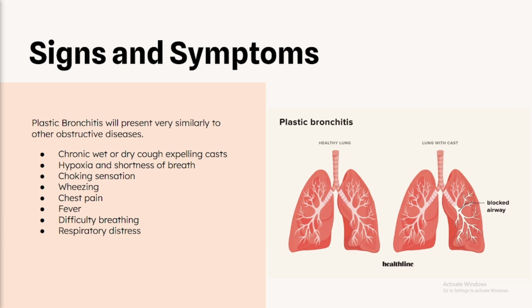It's important that we don't dismiss chronic symptoms in patients with complex heart histories. So as you can see, the initial presentation of plastic bronchitis can be very similar to what we see in other obstructive airway diseases like asthma. So it's important that we look for the casts being coughed up or visualize them with bronchoscopy to solidify a diagnosis of plastic bronchitis.